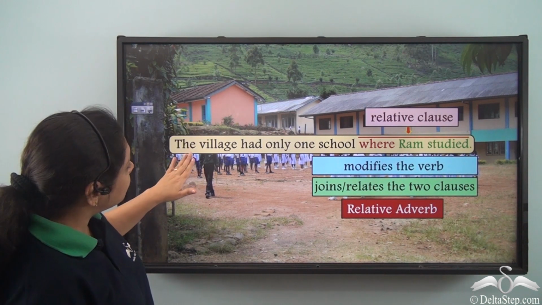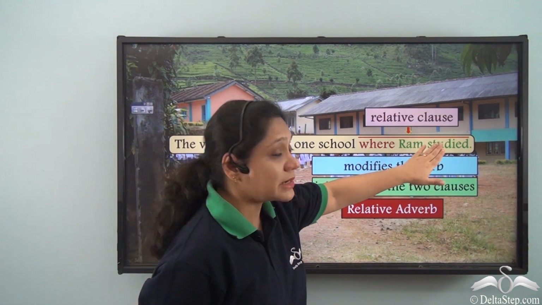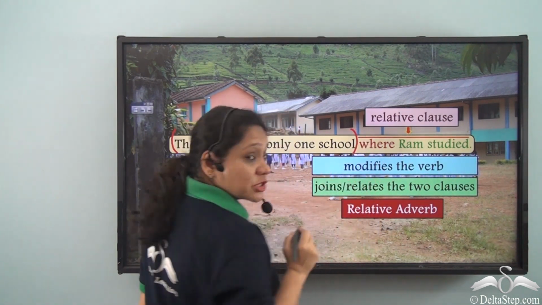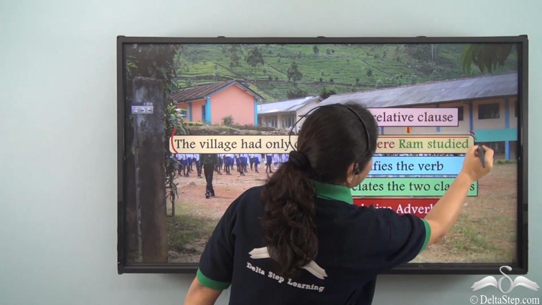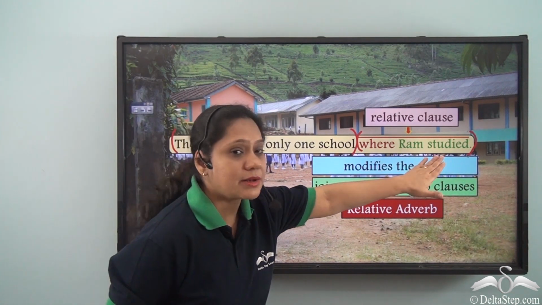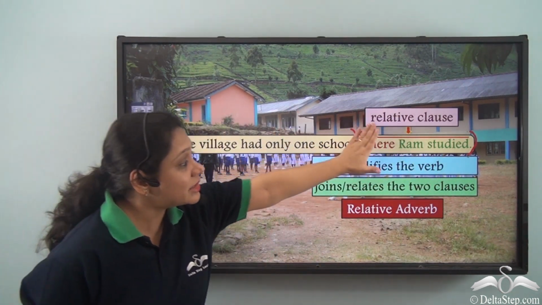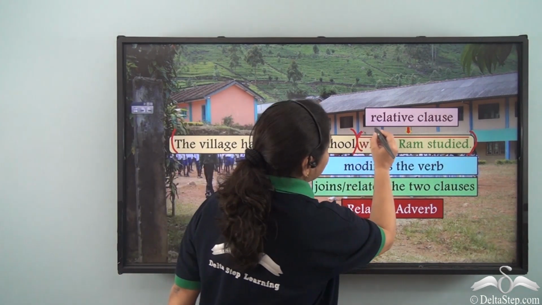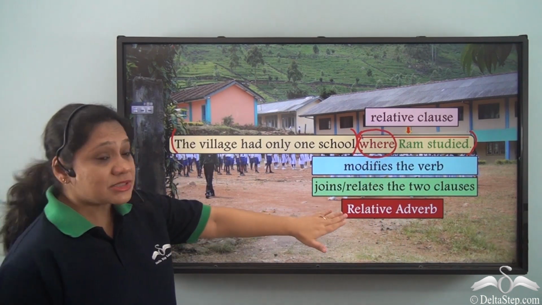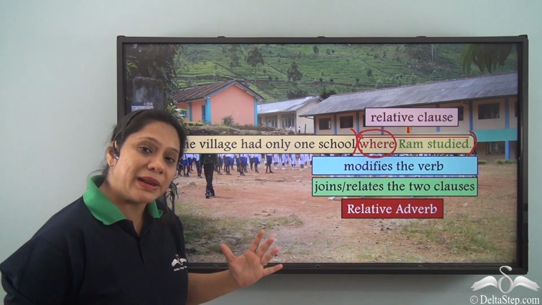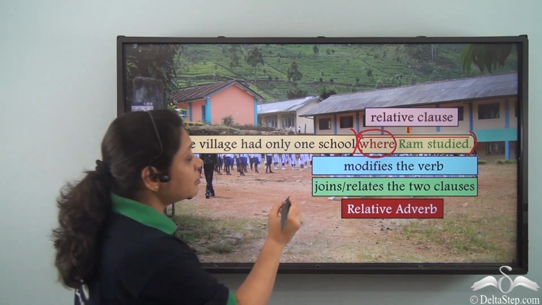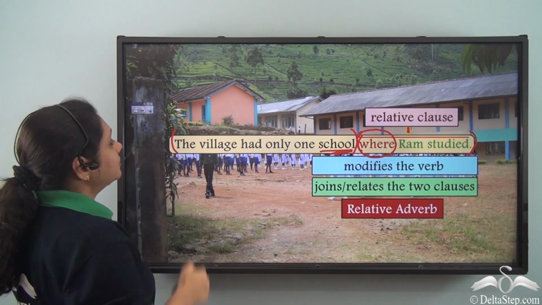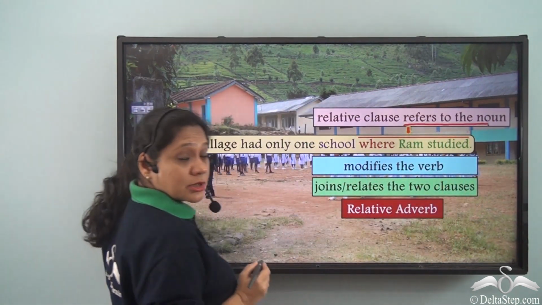So in this sentence, the village had only one school where Ram studied, we have two clauses. What are the clauses? The village had only one school, which is the main clause, and where Ram studied. Now this clause, where Ram studied, is the relative clause. Now this relative clause has been joined to the main clause with the help of the relative adverb where. Now this relative adverb, we have seen, refers to a place. And which place is it referring to? School. So we can say that the relative clause here refers to the noun school, which is a place.